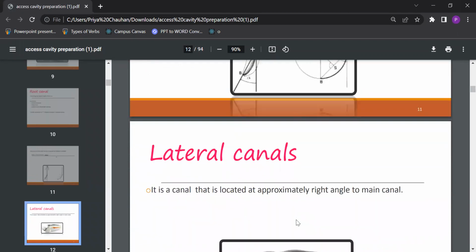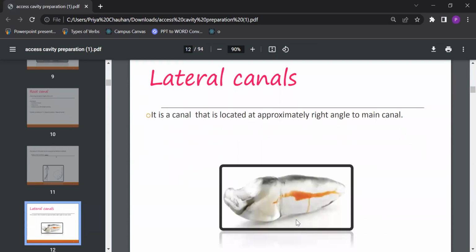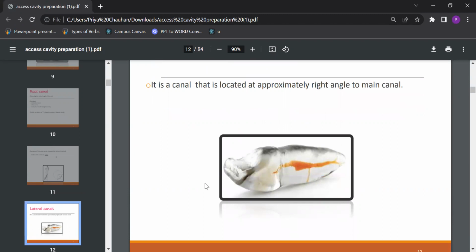Next is lateral canals. It is a canal that is located at approximately right angle to the main canal. This one is our main canal. Now the canals present at a right angle to it, this is the lateral canal. You can understand from the diagram.